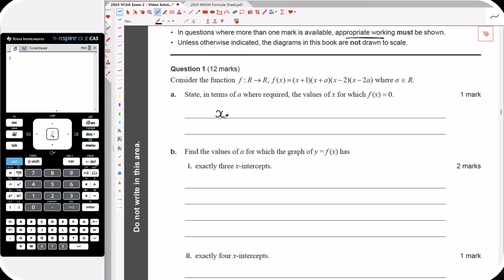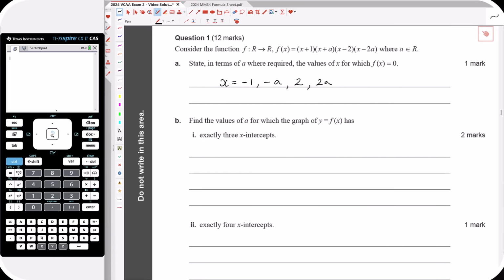So from that first bracket, we're going to get x equals -1. From the second bracket, we're going to get x equals -a. From the third bracket, we're going to get x equals 2. And from the fourth bracket, we're going to get x equals 2a. So a is a real number, so a could be positive or negative. So just looking at that.